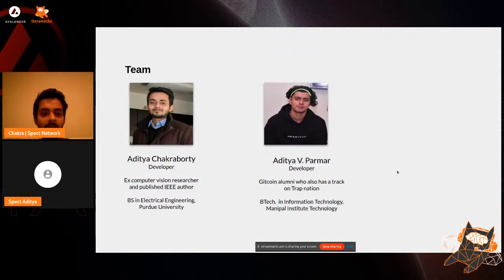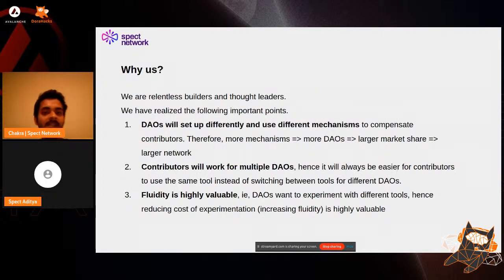As I showed the team earlier, we are two software engineers. Why us? First of all, we are relentless builders and thought leaders. We have been thinking about mechanism design and talking to a lot of people who are doing it as well. We have also realized that every DAO will set up differently and use different mechanisms. So it is a no-brainer that the experimentation cost to find out how to set up should be low, and it should be very fluid to switch between the different mechanisms they use.